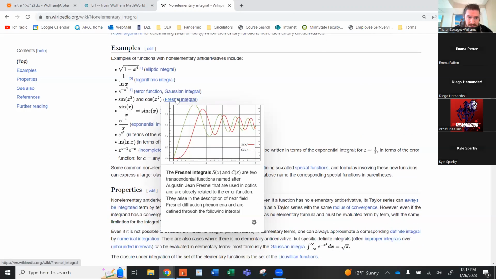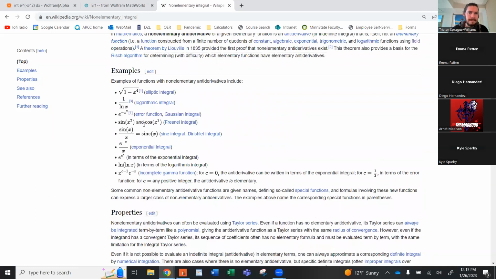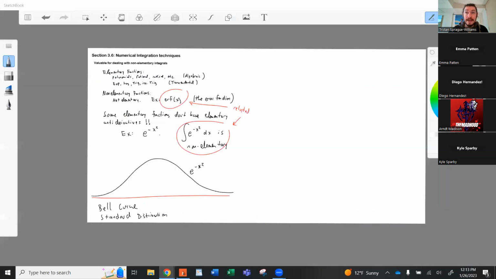Let's see, it says down here something about diffraction phenomena. Fresnel diffraction phenomena are defined through these integrals. There's some physics thing that uses these Fresnel integrals. Yeah, there's a lot of them. There's a lot of these non-elementary integrals that come up in various places. So that's really the overall value of what we're talking about today.